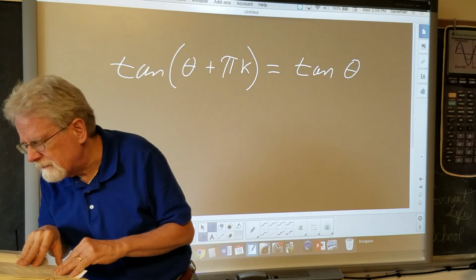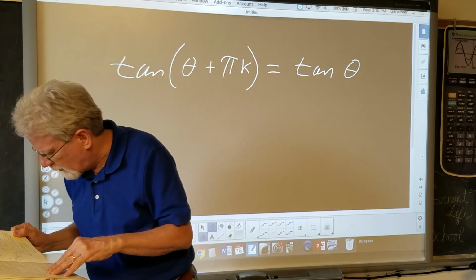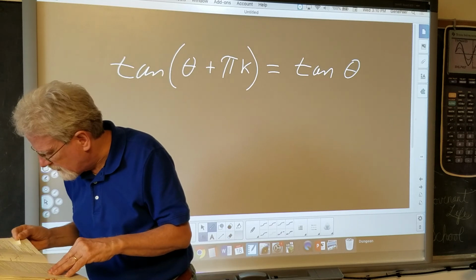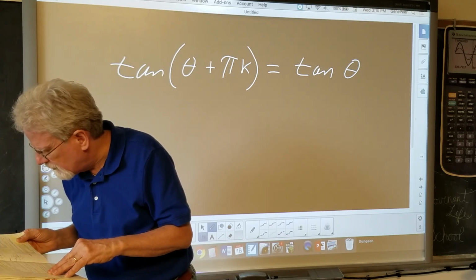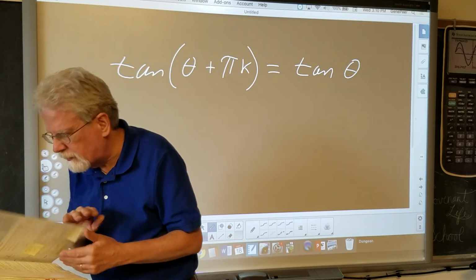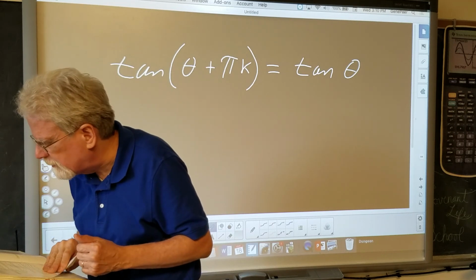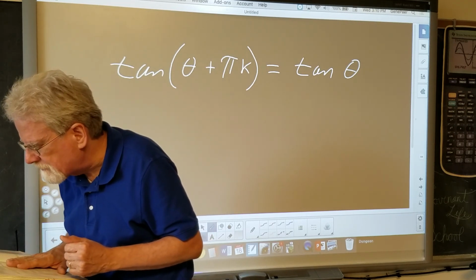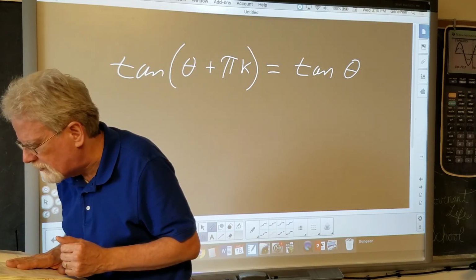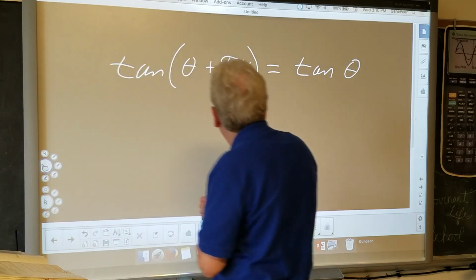Actually, I don't even see that one in the book here. That's interesting. They did that for sine and cosine, but I don't see it spelled out that clearly for tangent. But, oh, I see how they did it. Okay. Yeah, all right. Same concept though.